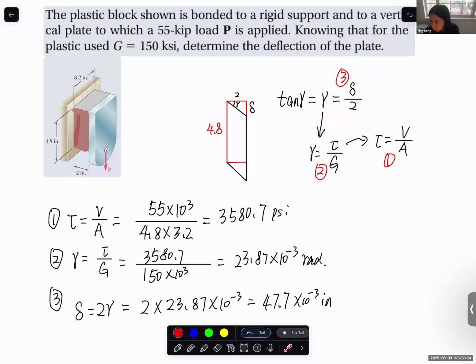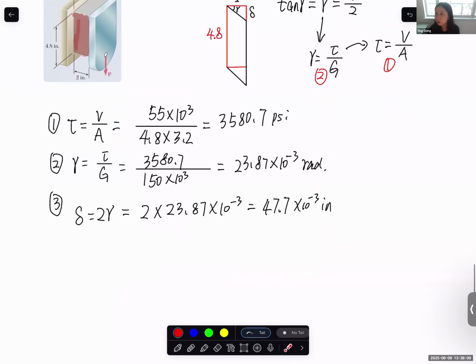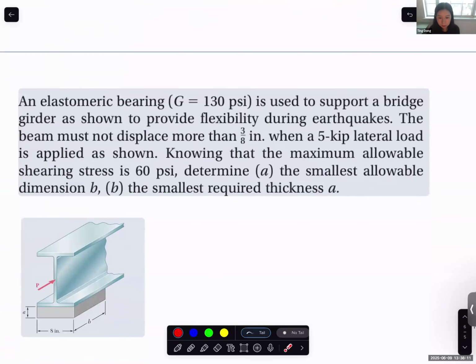Thank you for helping me answer the question. Yes, radians is unitless. Radians times inch equal to inch. Any other question? If no, let's move on to the second example.